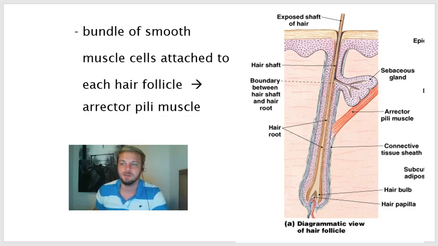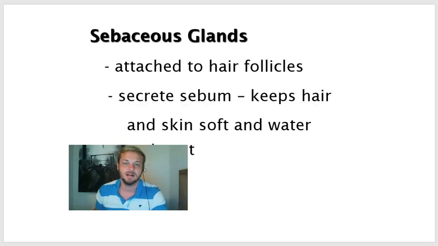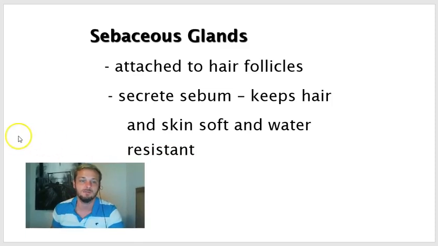Something you'll also notice in this figure is the sebaceous gland. You're going to find them associated with hair follicles, but they're not just at hair follicles. They're spread all over your skin, and what they do is they release sebum. Sebum is kind of this oily secretion, and it helps to keep your hair and your skin soft and water resistant. So the sebum helps to also retard water loss.